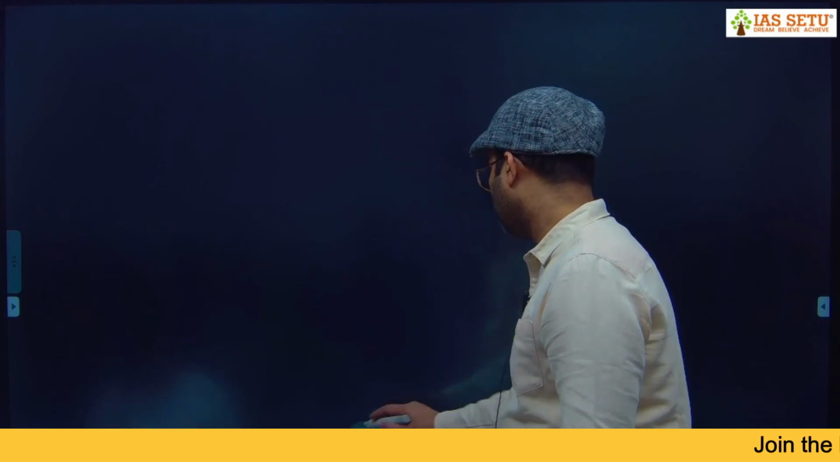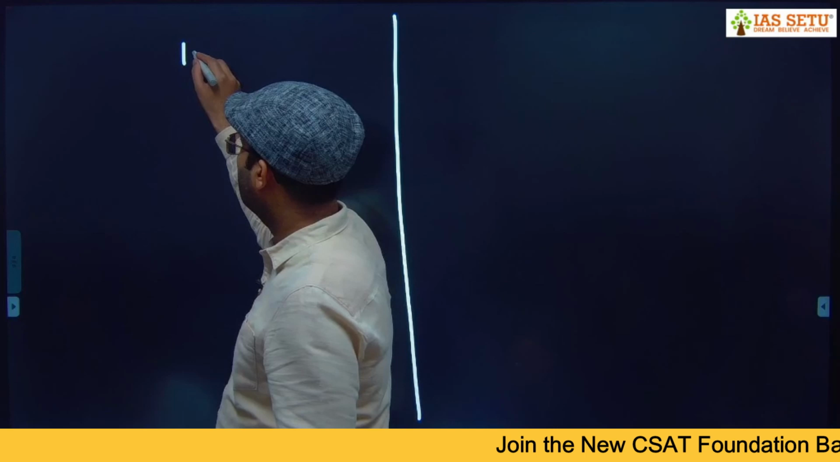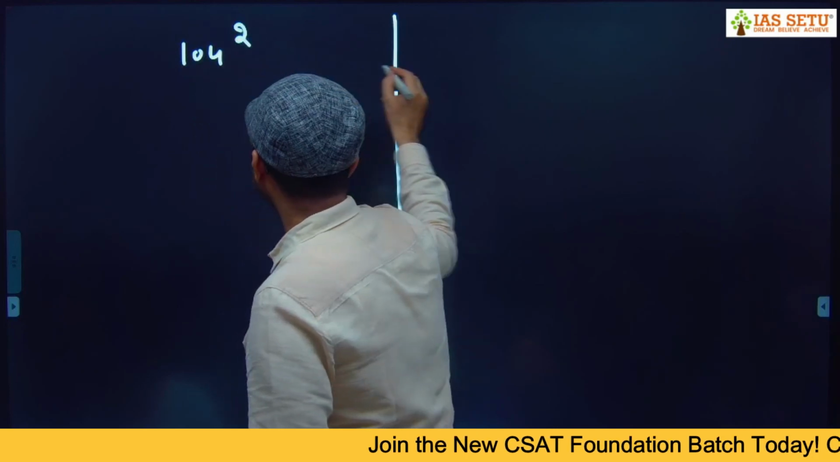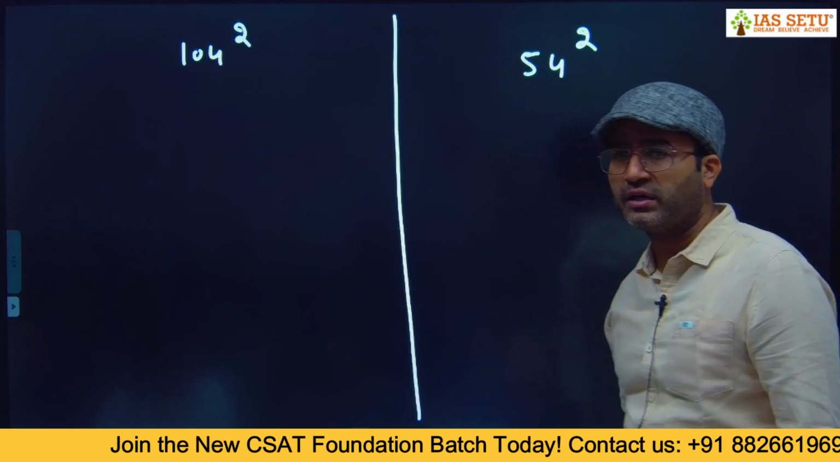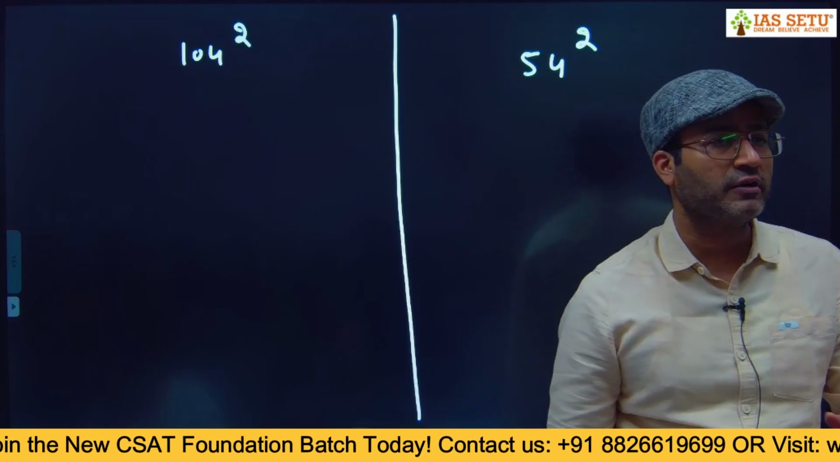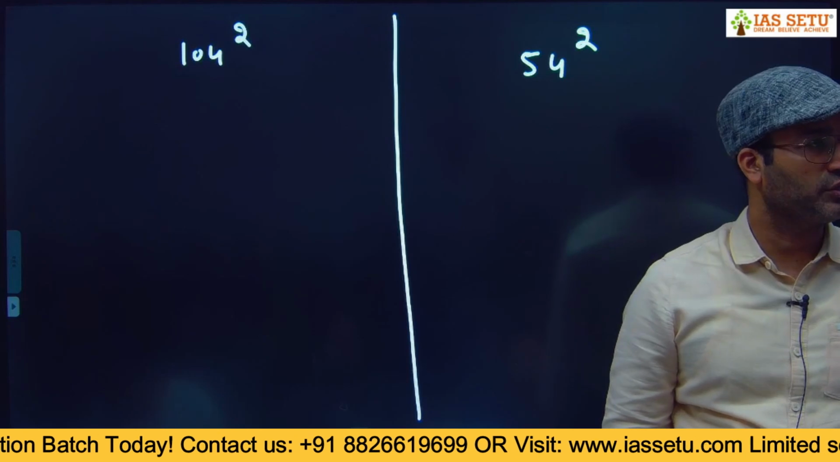Now next you put the heading 25 to 75 squares value. Just have a comparison. We know how to handle 104 square. And what is 104 square, by the way? Without pen and paper? 10816.